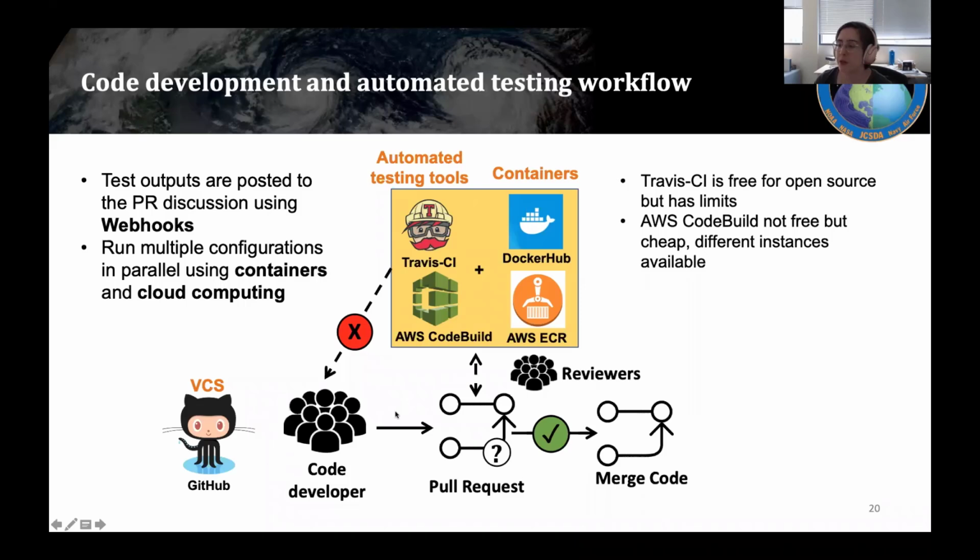If all the tests pass with the new feature that you've added, then the reviewers will review the code, make sure that it's scientifically correct and everything makes sense, and after that it will get merged. If there's a test failure, the code developer should take care of that and make sure that all the tests are passing and everything is working correctly. We use AWS CodeBuild to run our tests, and we also store our containers on AWS ECR for automated testing purposes.